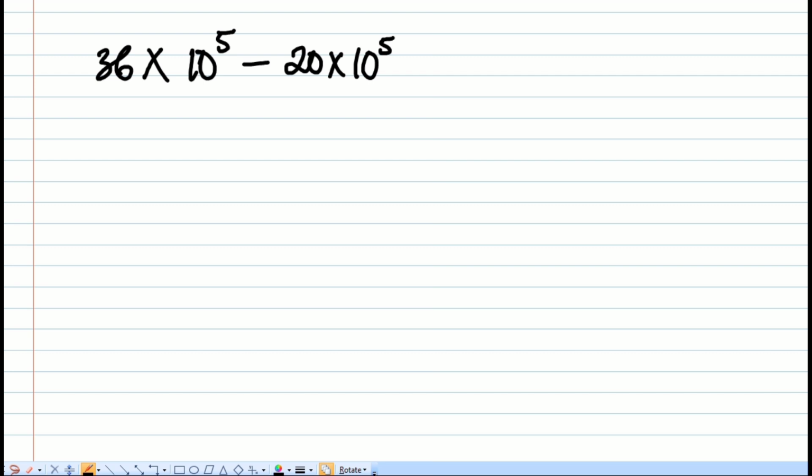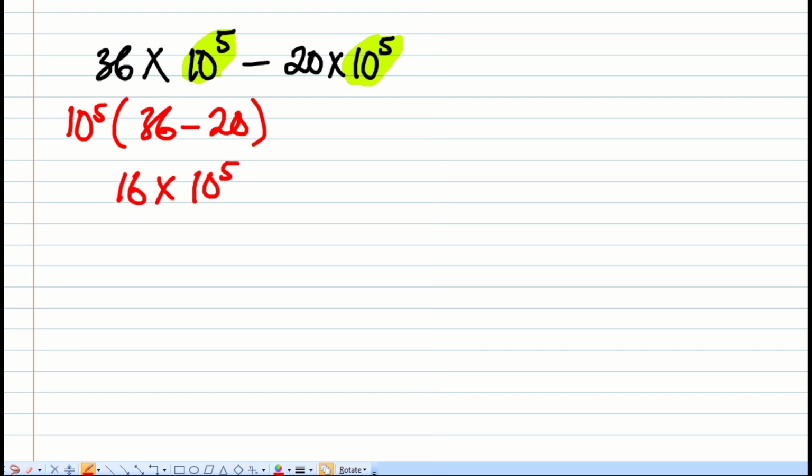Again, lucky enough, we have the powers of 10 to be the same in both expressions because it's raised to the power 5, raised to the power 5. So we're just going to factor it out. So we have 10 raised to the power 5 and then 36 minus 20. 36 minus 20 is 16. So our answer would be 16 times 10 raised to the power 5.